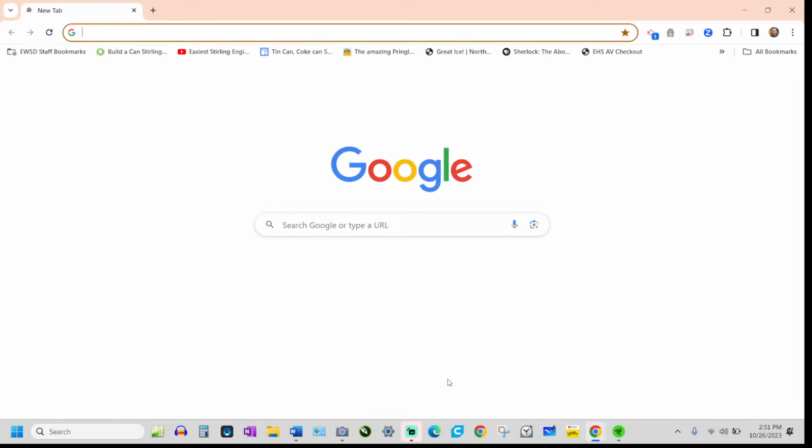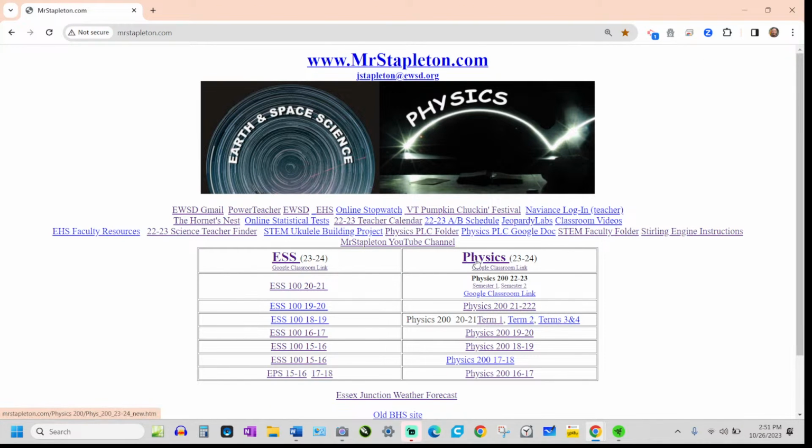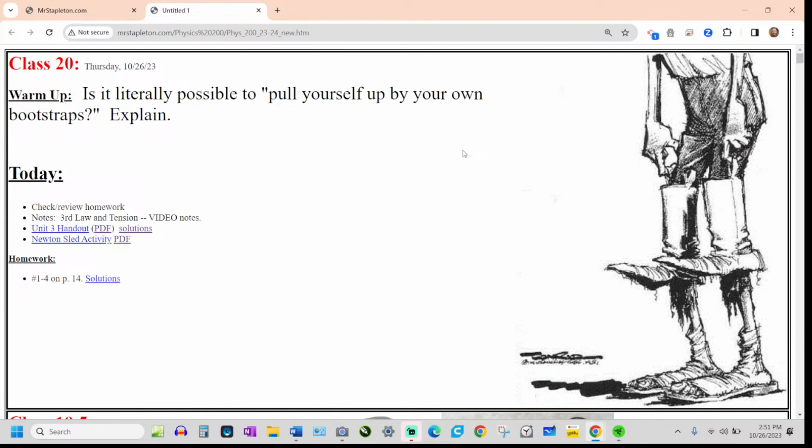The homework is, yeah, it's 4 problems on page 14. So it was 1 through 4 on page 16, and this is 1 through 4 on page 14. We're just going to do the first 4 problems.